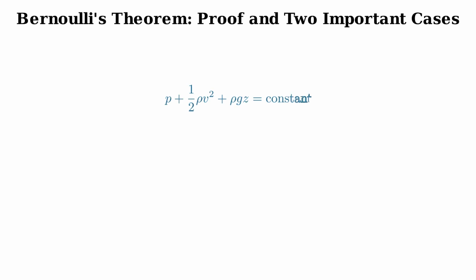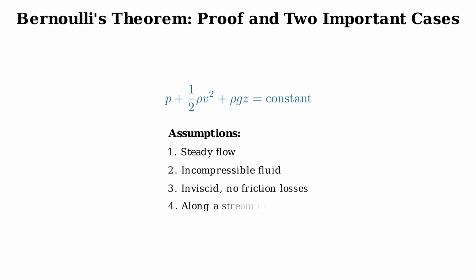Bernoulli's theorem is an energy statement for an ideal flowing fluid. It says that along a streamline, the pressure term, the kinetic energy term, 1/2 rho v squared, and the gravitational term, rho g z, add up to a constant. The assumptions are steady flow, incompressible fluid, negligible viscosity, and analysis along a streamline.